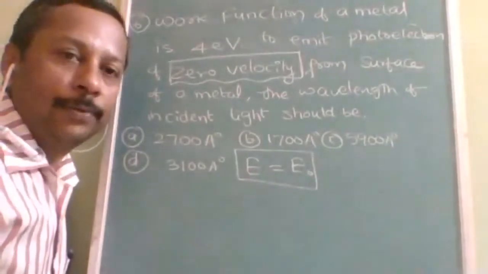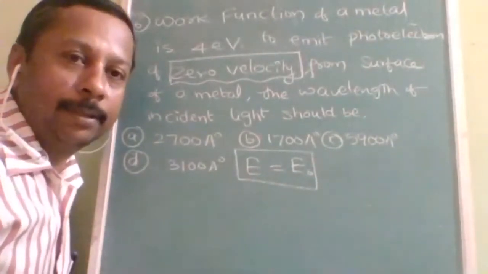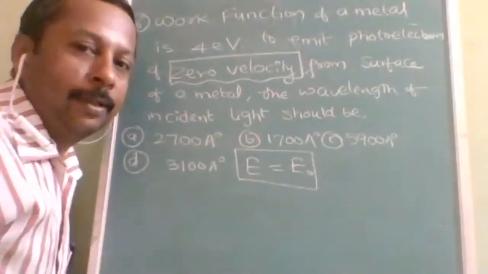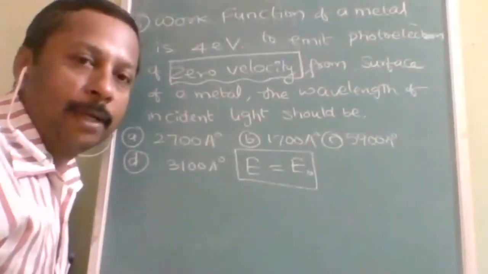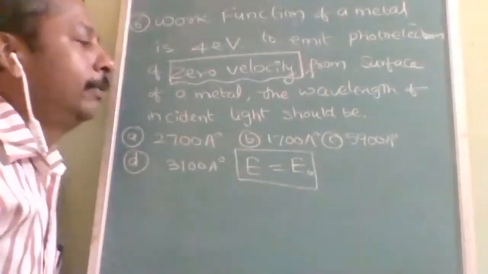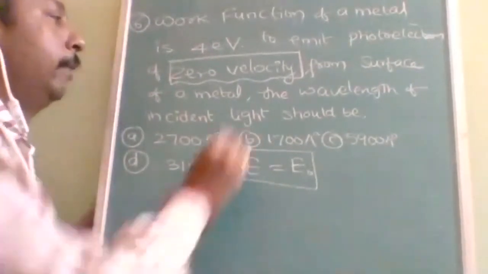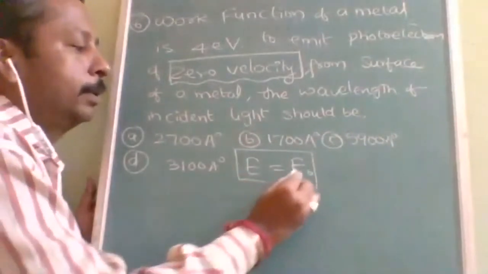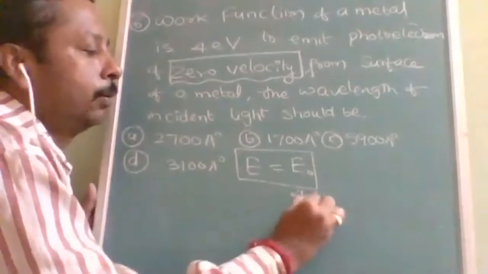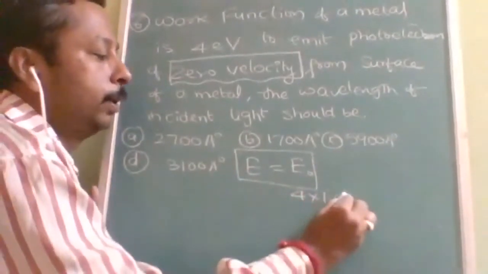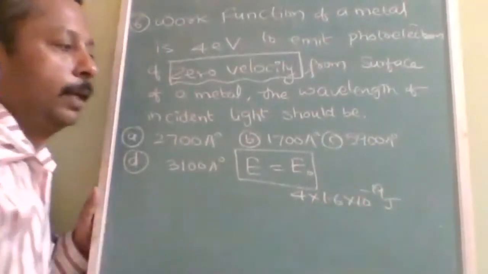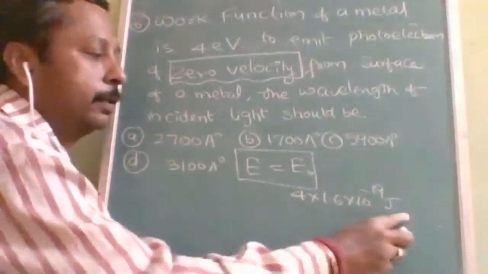So electron volt is given. So better to use which term? I told you in my theory session. Very good. Work function. When electron volt is given, better to use work function. So E is equal to E naught. So wavelength we want. The main problem is that here it is given as a work function 4 electron volt. So better to convert it into joules. 1.6 into 10 to the power of minus 19 joules. So this is the energy.